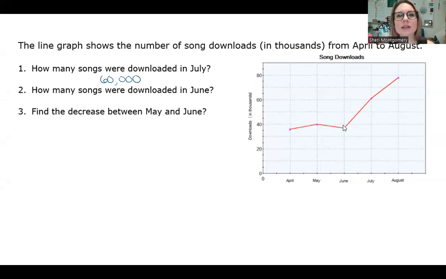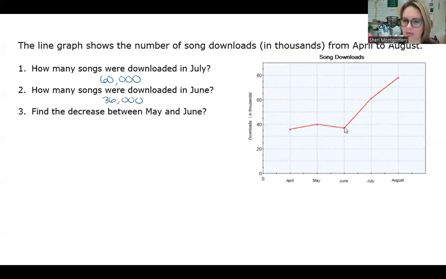So I kind of look and I notice that it's not really exact like the other. And I see that this one and in April, they aren't really exact. But I do think that this one is maybe just a tiny bit above this one, which this one looks pretty much in the middle. So I would say that one's probably 35 and maybe this one is 36, maybe. So let's say 36 because it's slightly above. 36,000. Find the decrease between May and June.